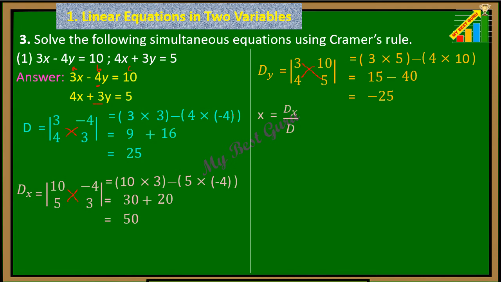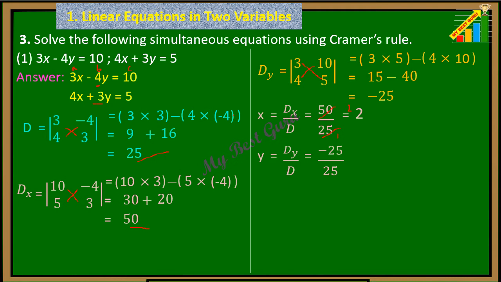Now find the x coordinate and y coordinate. The formula for x is dx upon d. The value of dx is 50, so put the value of dx here, it is 50, and the value of d is 25. So divided by 25. 25 ones are 25, 25 twos are 50. So the value of x is 2.